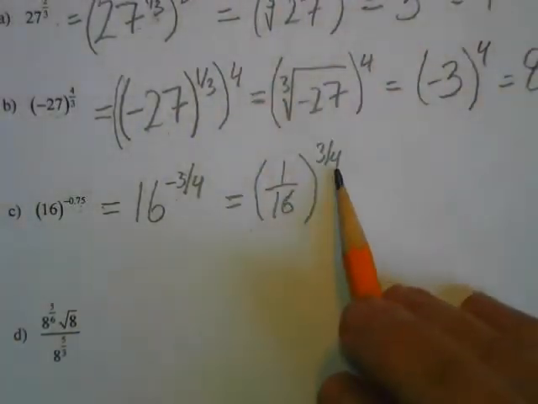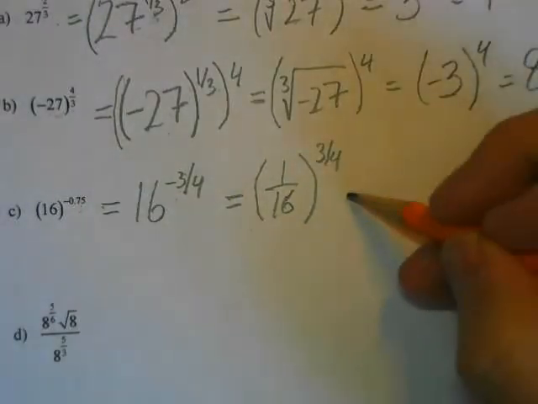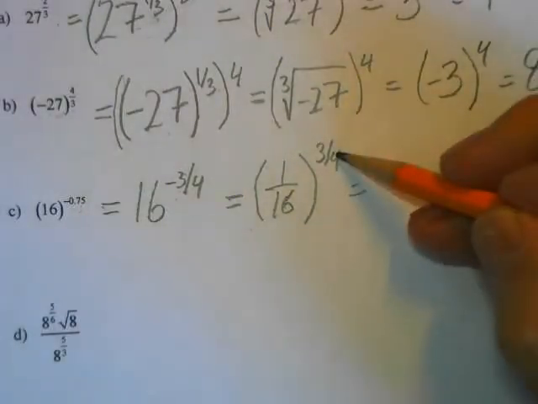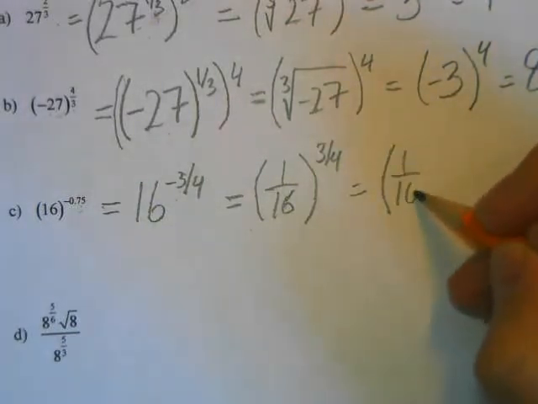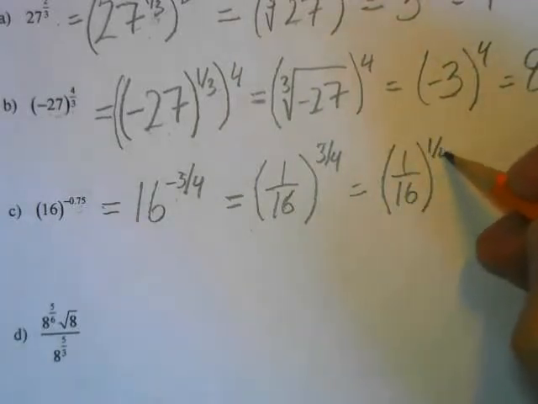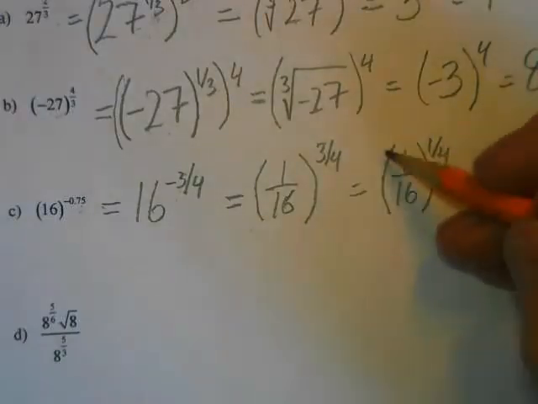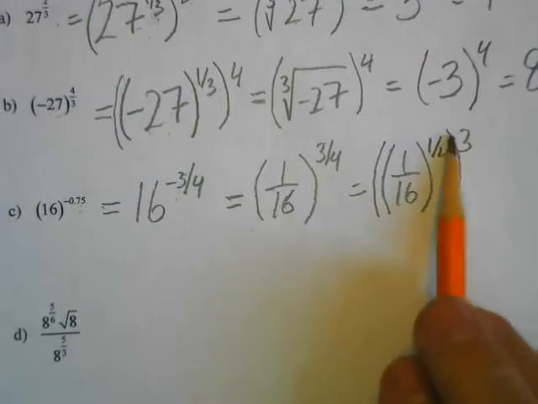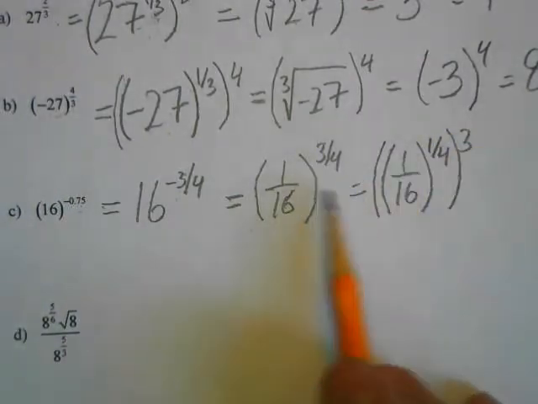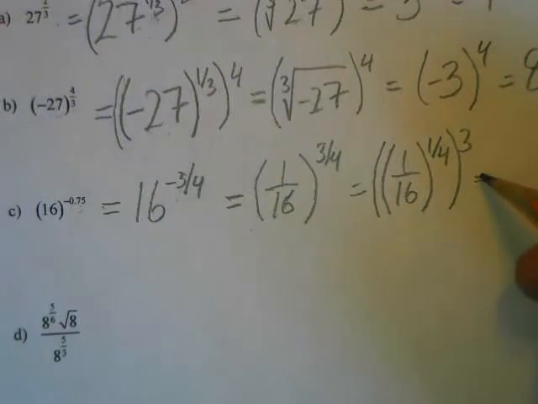So again, at this point, I can break this apart into the 4 denominator and the 3 numerator. So I'm going to have 1/16 to the power 1/4, and then that result, I'm going to put that to the power 3. So you can see if I multiply these two, I'm going to get that. But this is telling me the 4th root of 1/16, I'm going to get that and then cube the result.